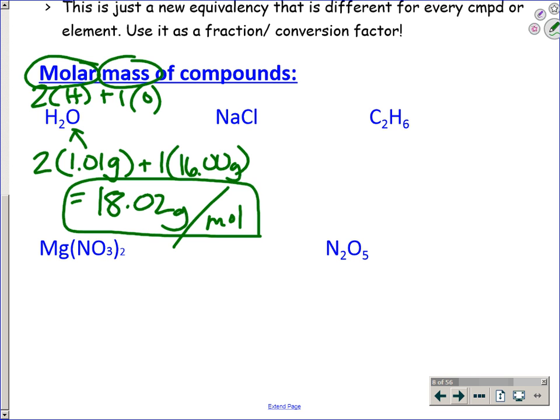Let's attempt what's the name of this? Magnesium nitrate, right? Okay, so consider in your group how many atoms you have of each element. Add them up. Go. Add up their mass.